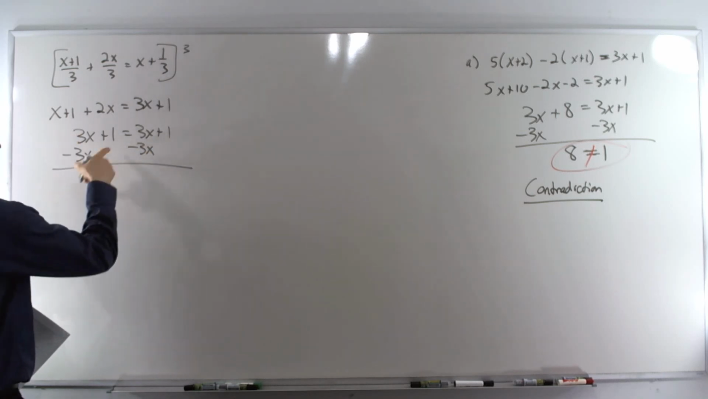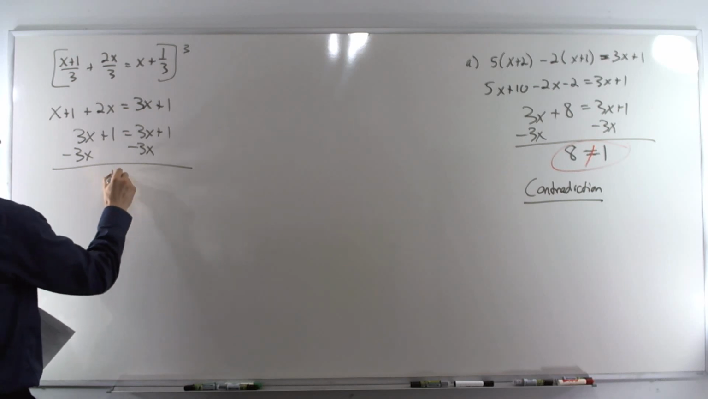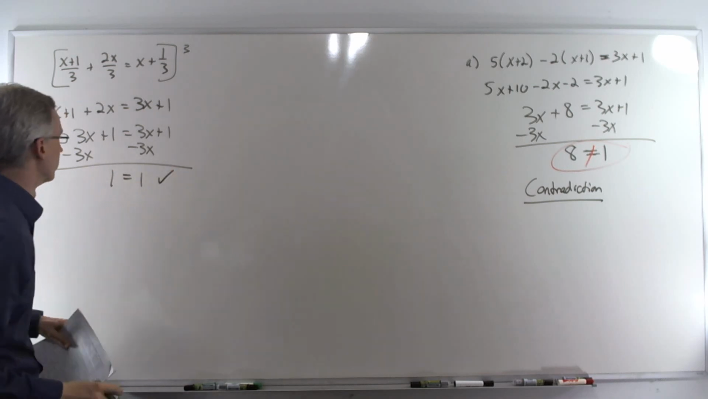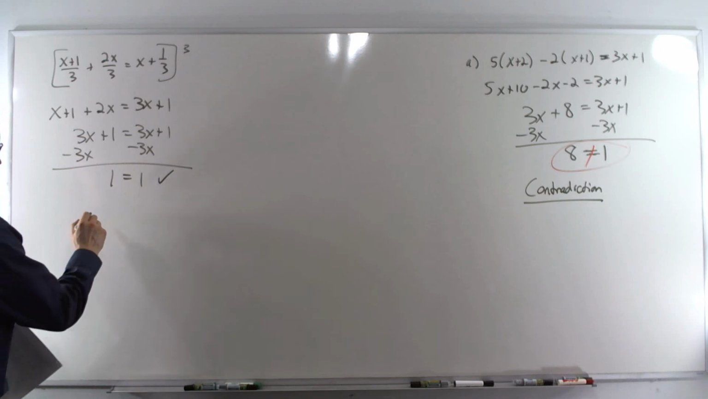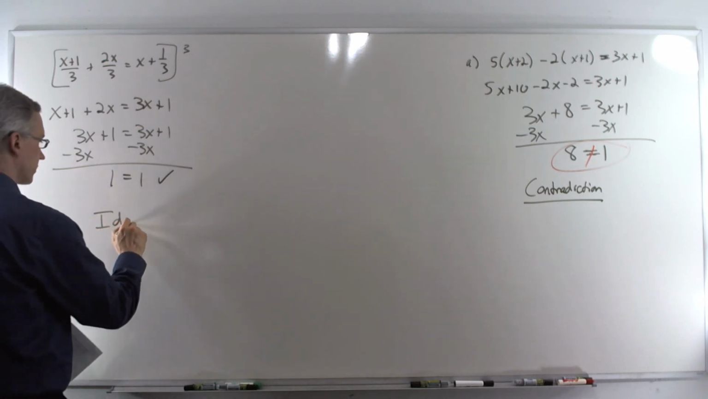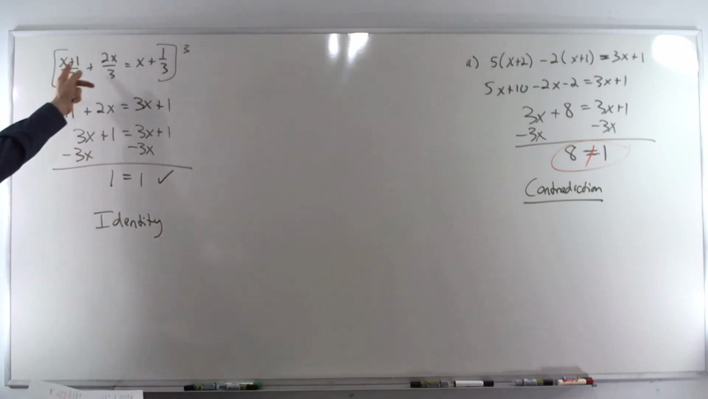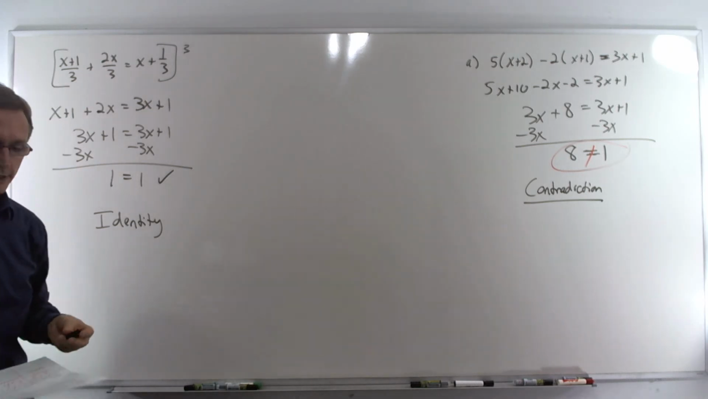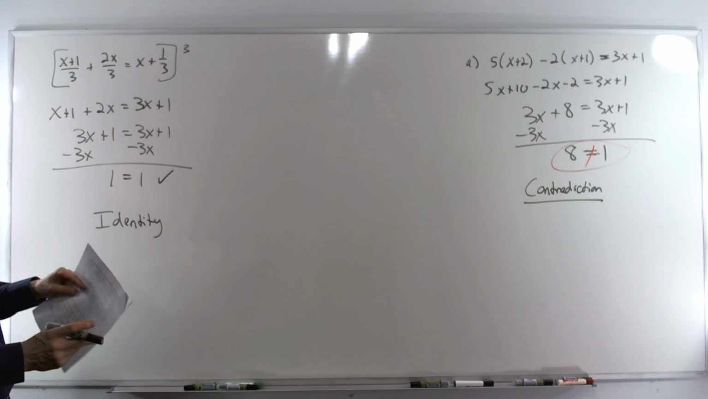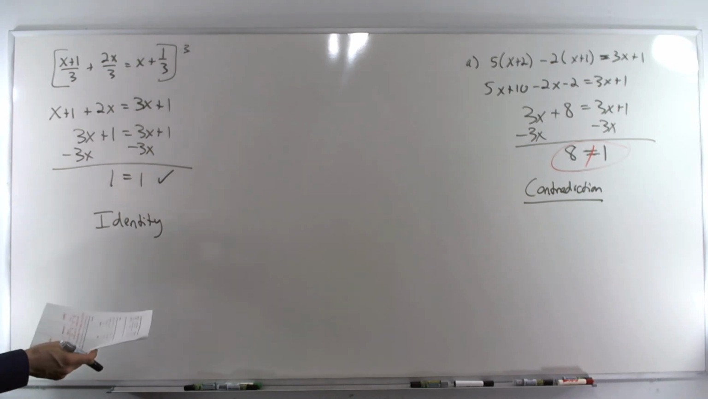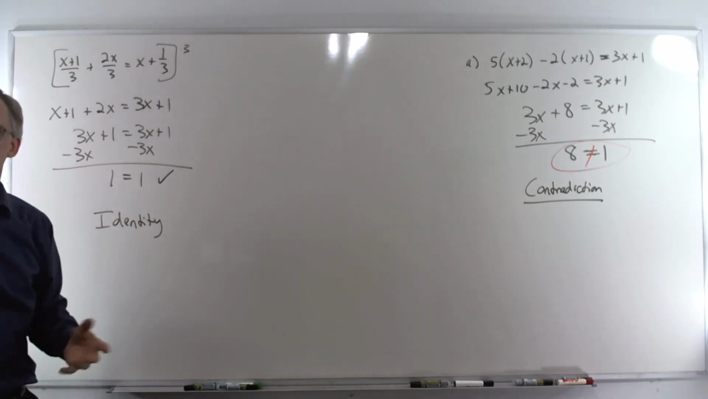That gives us 0 x's on each side, and we're left with 1 equals 1, which is true. And this is called an identity. Identity means it's always true. It doesn't matter what value we plug in for x. Could be -5, could be 0, could be 1,000,000. It's always going to be true.